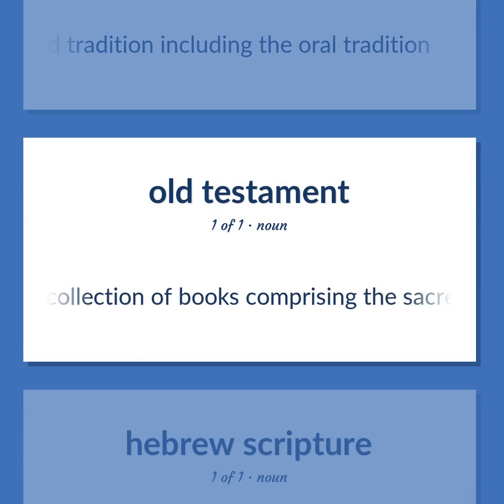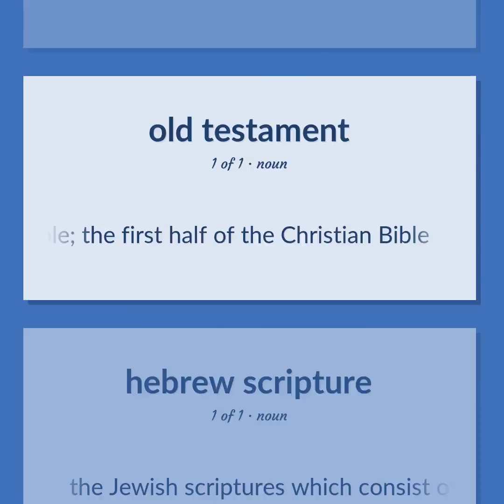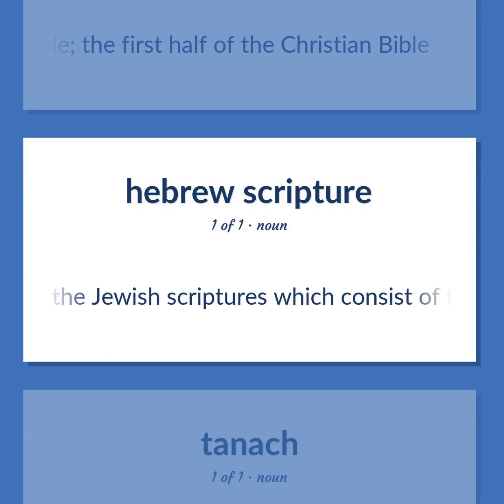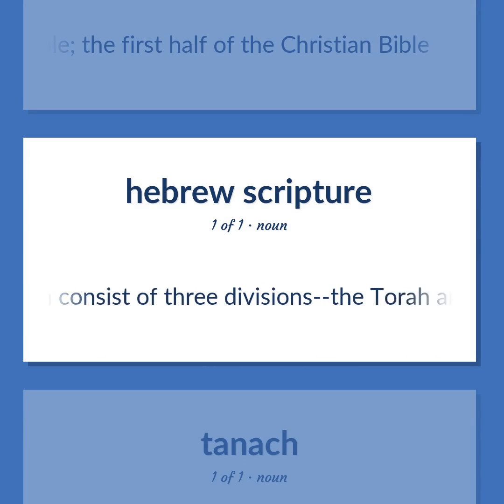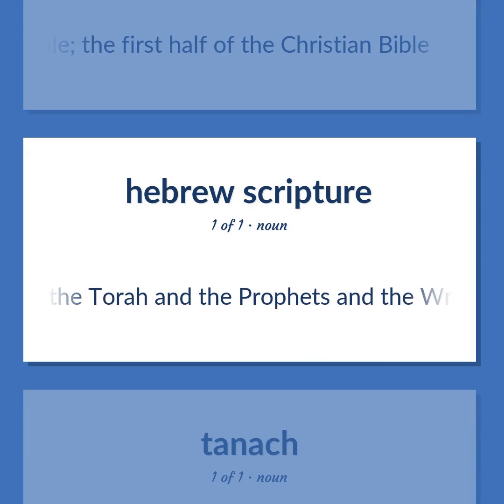The collection of books comprising the sacred scripture of the Hebrews and recording their history as the chosen people. The first half of the Christian Bible. The Jewish scriptures, which consist of three divisions, the Torah and the prophets and the writings.